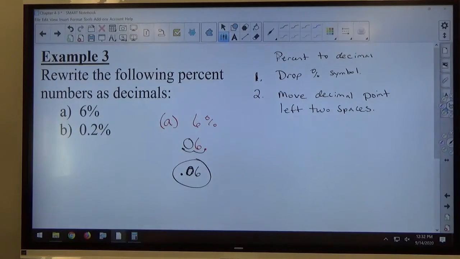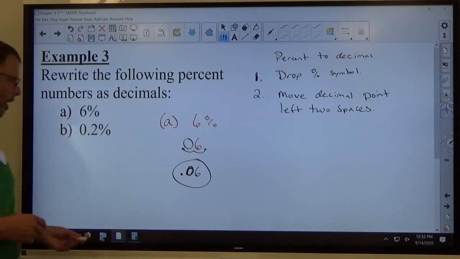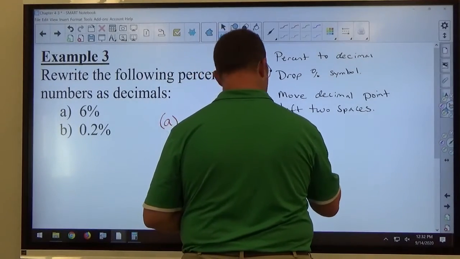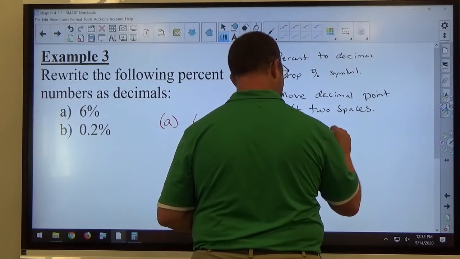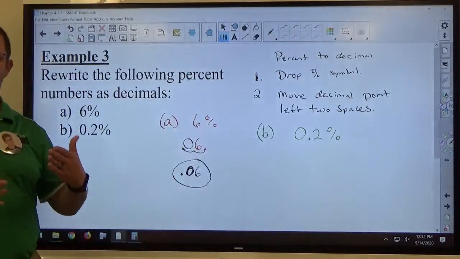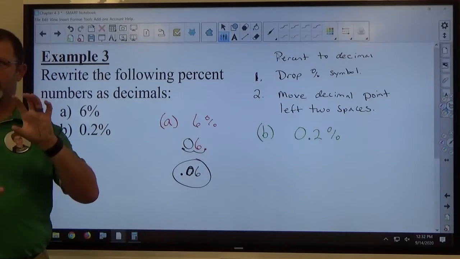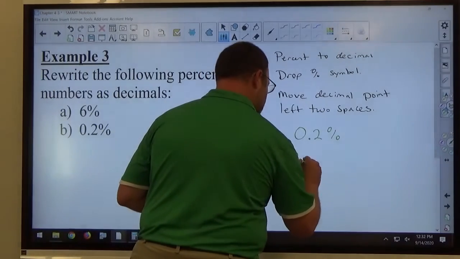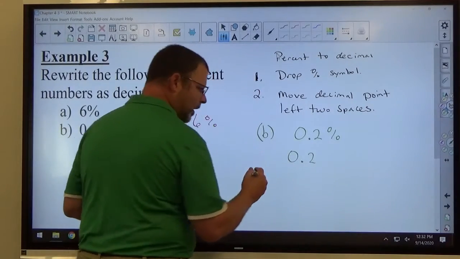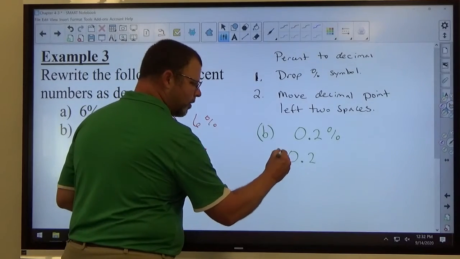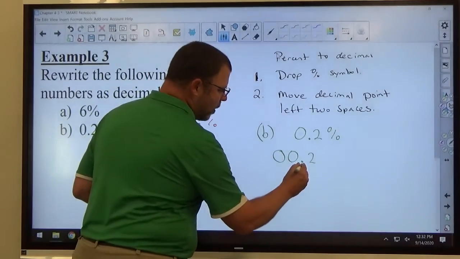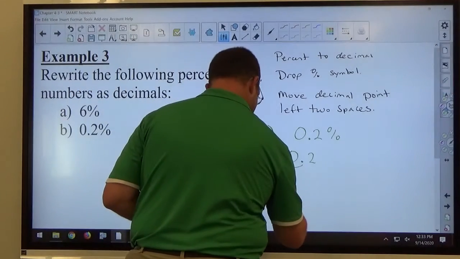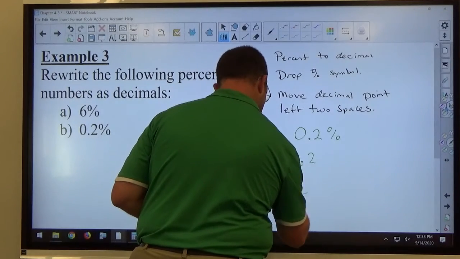Okay. If you take a look at part B, it says 0.2%. So the first thing again I'm going to do is drop the percent symbol, so I'm going to write down 0.2. And again, I got to move it left 2 spaces, so I'm going to put an extra 0 here to allow me to move. I'm going to show that I'm moving it 2 spaces over, and that's going to get me 0.002, which is equivalent to 0.2%.